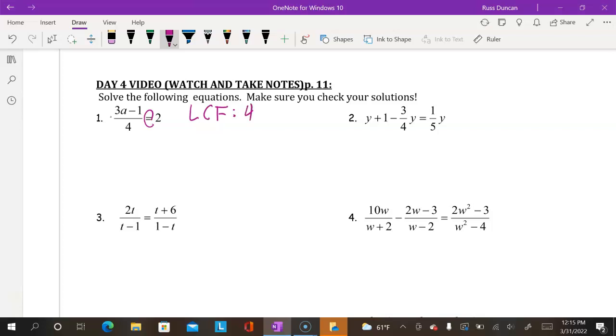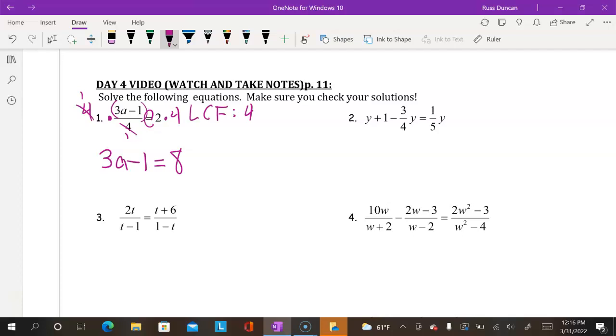What we're going to do to both sides, similar to what we did a few days ago, is multiply both sides by 4. We're going to multiply by the least common factor. The reason is this: when I multiply 4 times this first thing, I do not need to distribute it, because 4 times all this divided by 4, the 4's would reduce out. All I'd be left with is 1 times 3a minus 1, which is just 3a minus 1. So 3a minus 1 equals 8.